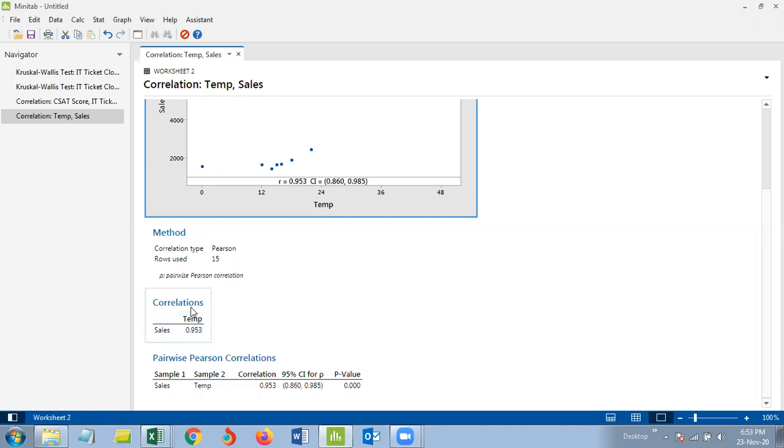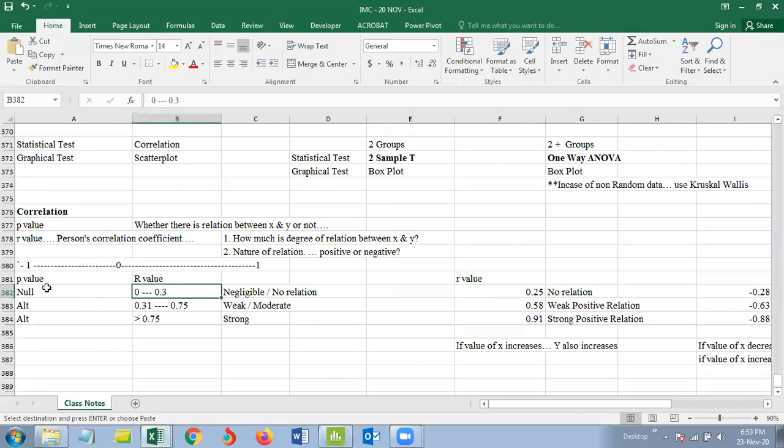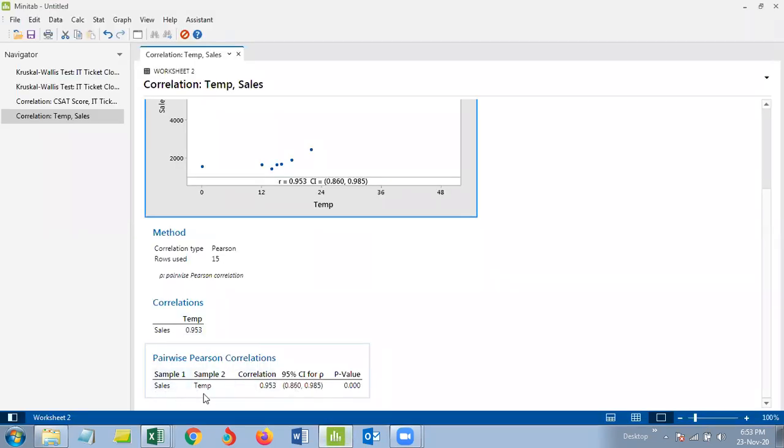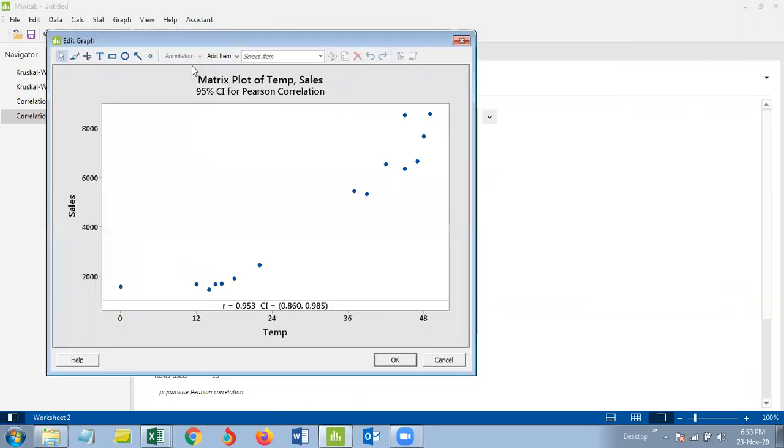So the R value, which is the Pearson correlation coefficient, that's what we talked about. When the Pearson correlation coefficient is greater than 0.75, it's strong. This kind of value means a strong positive relationship, which means if X, which is temperature, increases, my Y will also increase significantly. It's a strong driver of Y. Have a look at this chart. It gives you the same information.